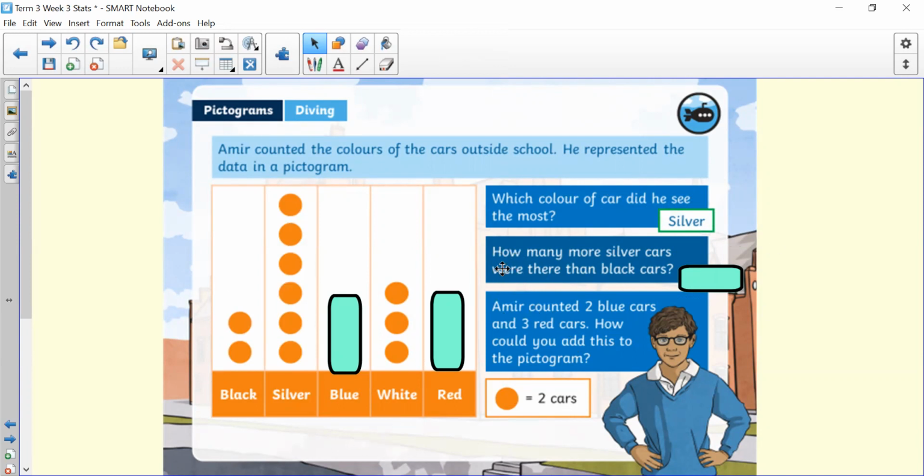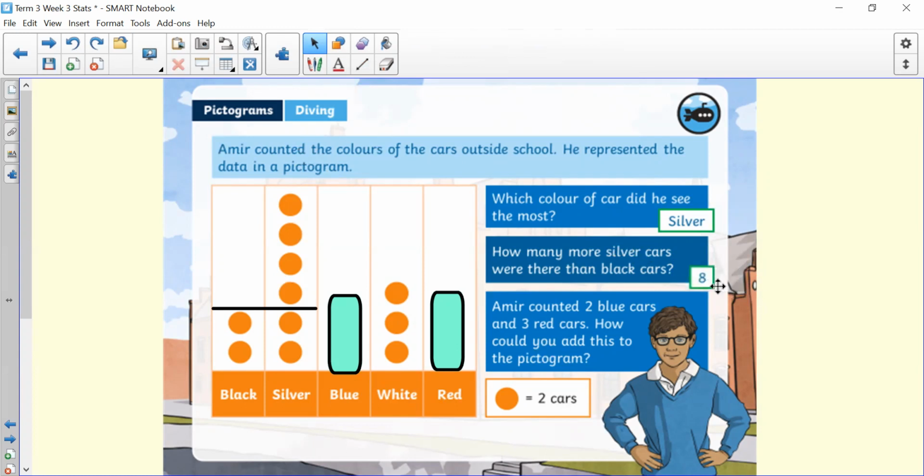Now the next question, how many more silver cars were there than black cars? Okay, so if we look at black and silver, that's how many are the same. So how many more does silver have? Now remember the key, okay, because it's asking us how many more cars, not how many more circles. So pause the video and have a think, or have a go at answering that.